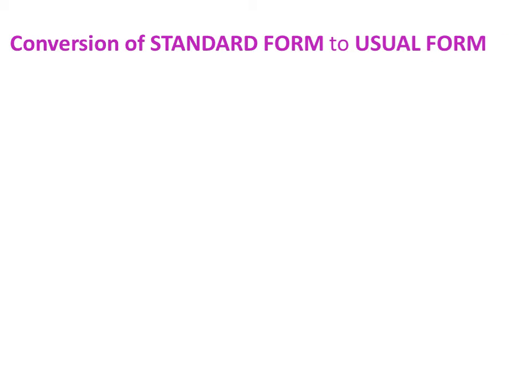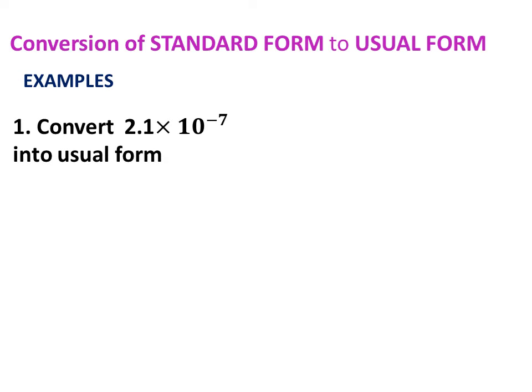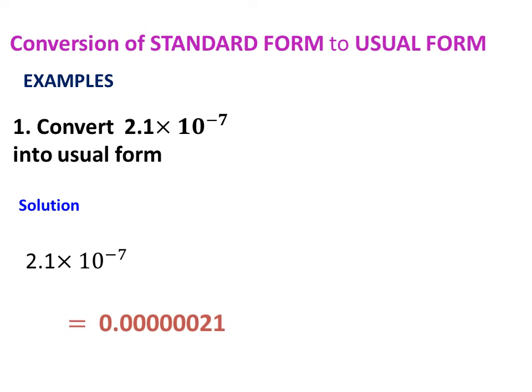Let's do conversion of standard form to usual form, children. Question number 1. Convert 2.1 into 10 to the power minus 7 into usual form. The solution is: 2.1 into 10 to the power minus 7 can be written as 0.00000021. Why is it so?